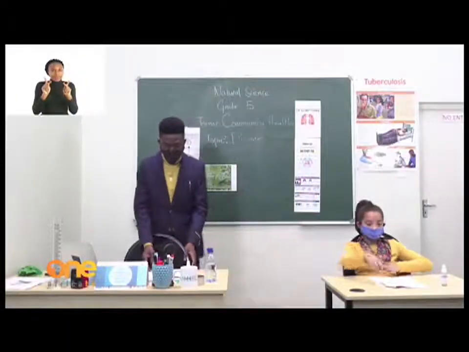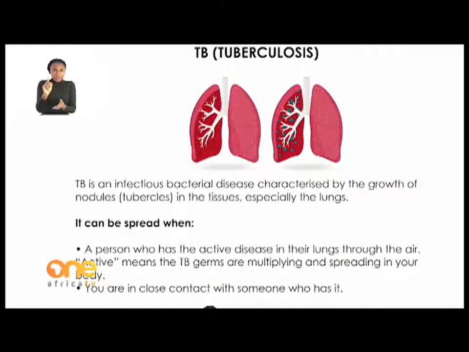Okay, grade 5s, let us turn to page 21, where we'll be discussing our second disease for this lesson. Our second disease is TB or tuberculosis. What is tuberculosis? TB is an infectious bacterial disease characterized by the growth of nodules, tubercles, in the tissues, especially the lungs. How is TB spread? It can be spread by a person who has the active disease in their lungs, through the air. Active means the TB germs are multiplying and spreading in your body. Or it can also be spread when you are in close contact with someone who has the disease.